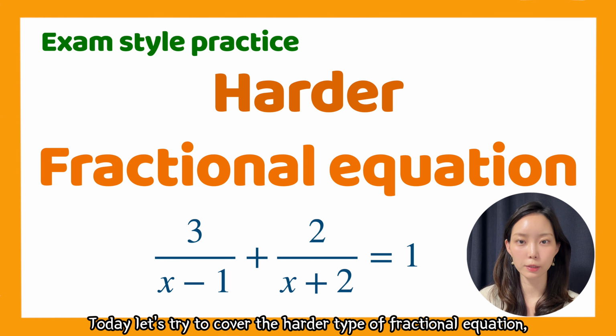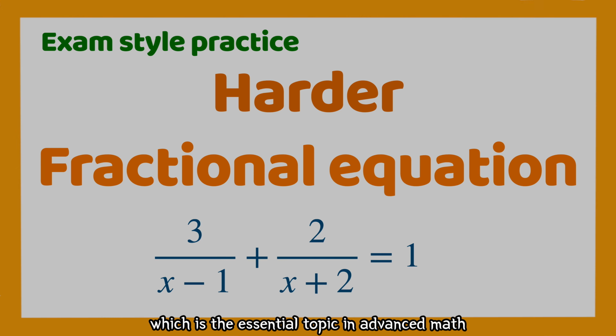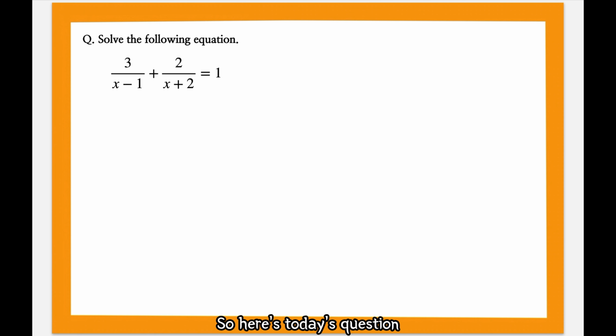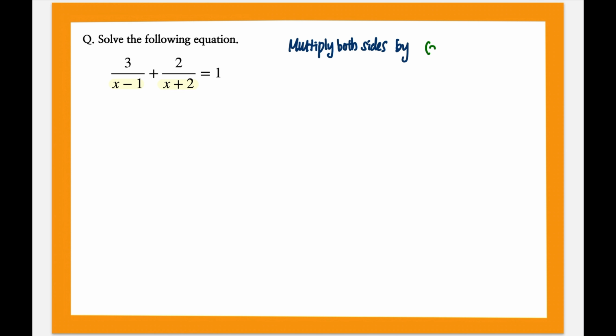Hi everyone, today let's try to cover the harder type of fractional equation, which is the essential topic in advanced math. So here's today's question. We have to solve the following fractional equation. To get rid of the denominators, we have to multiply both sides by (x - 1) times (x + 2).